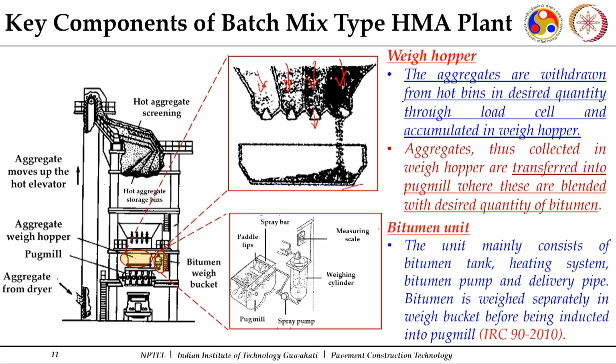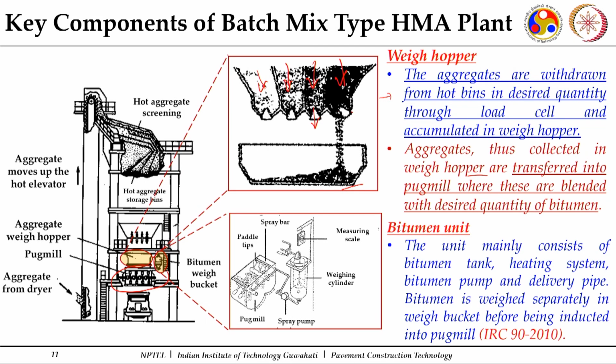The aggregates are withdrawn from the hot bins in the desired quantity through load cells and accumulated in the weigh hopper. Now, you have the desired quantity required from each size of the hot bins. Aggregates thus collected in the weigh hopper are transferred into the pug mill, where they are blended with the desired quantity of bitumen. Here you can see this is the pug mill. From these individual hot bins, it goes to the weigh hopper, and from the weigh hopper it goes to the pug mill.